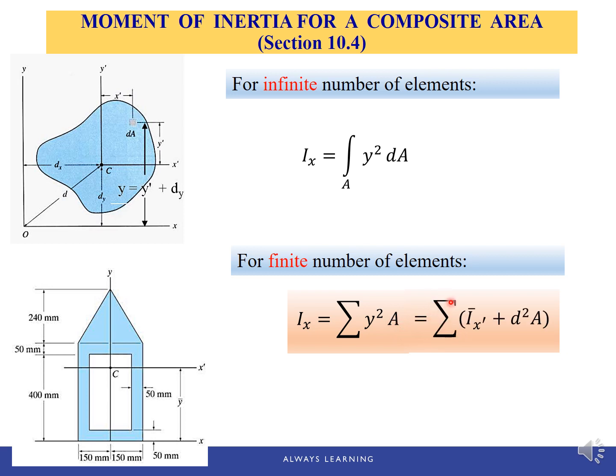It equals the algebraic sum of I bar x prime plus d squared times A. And I bar x prime is the moment of inertia about its own centroidal axis, d is the distance between the centroid of each area and the x-axis, and A is the area of each sub-element.